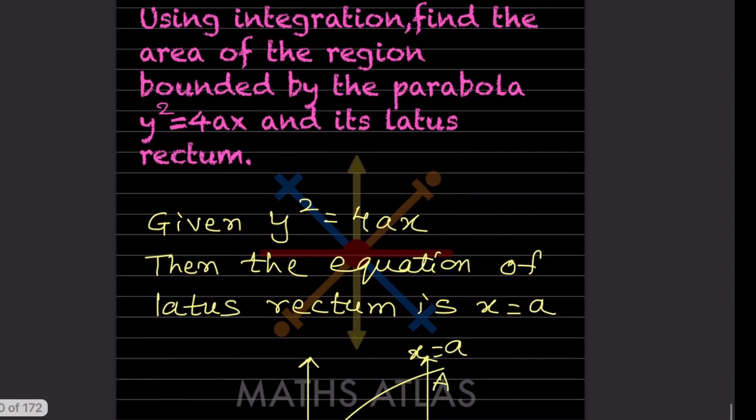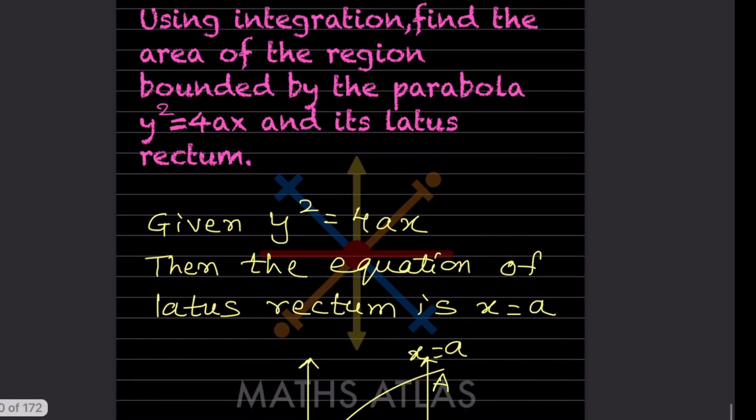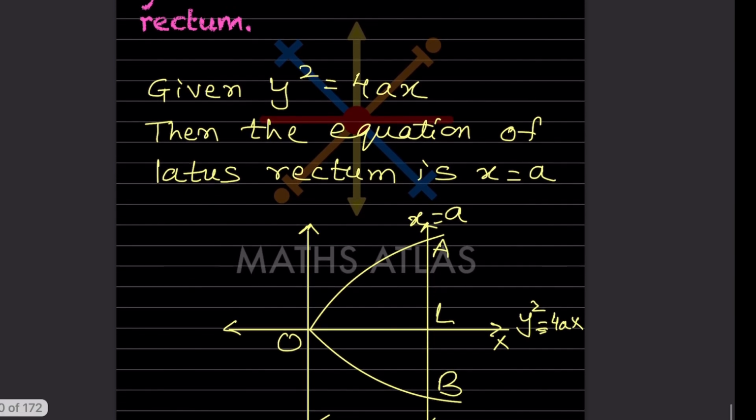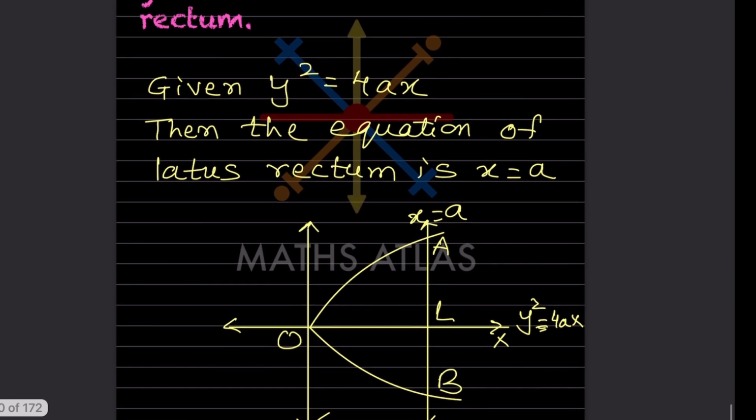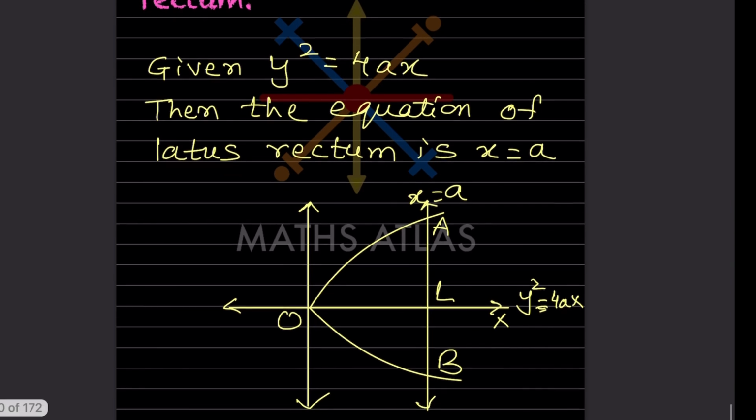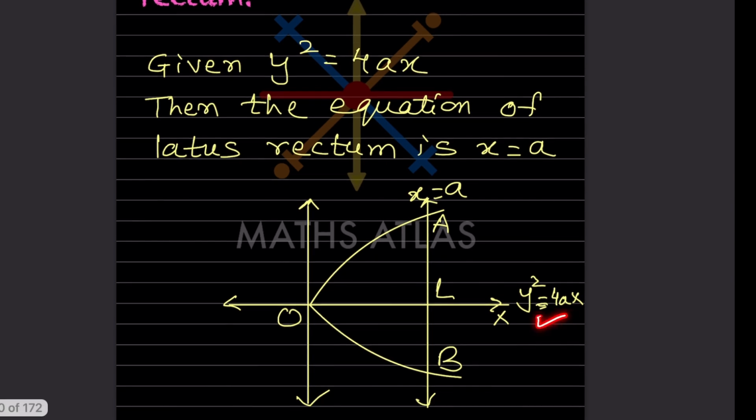So now integration, find the area of the region bounded by the parabola y square is equal to 4ax and its latus rectum. So given this is given as y square is equal to 4ax, then the equation of latus rectum is x is equal to a, and this is given. So we will draw the graph first. So now y square is equal to 4ax. So here x is a. So this is the graph for that.